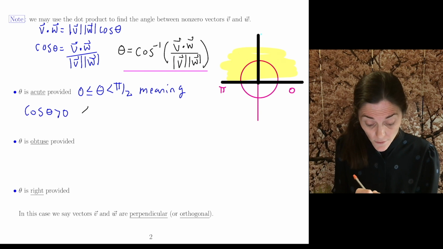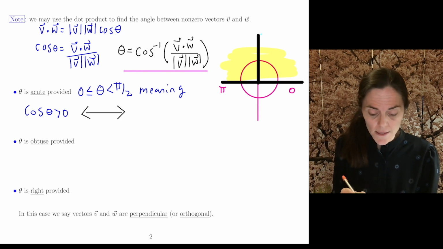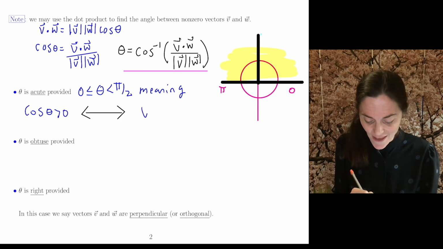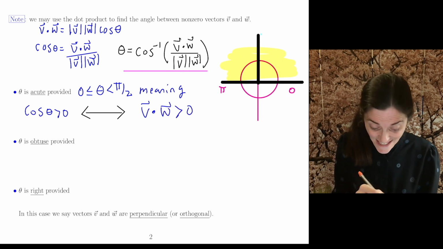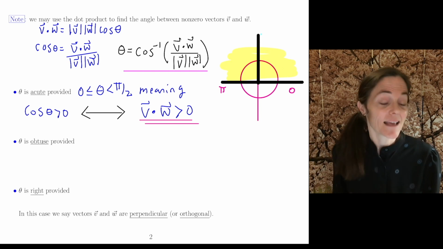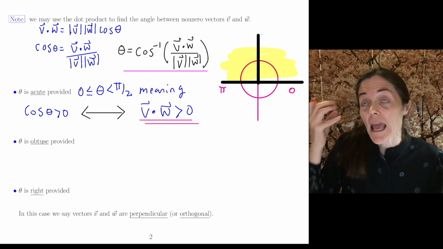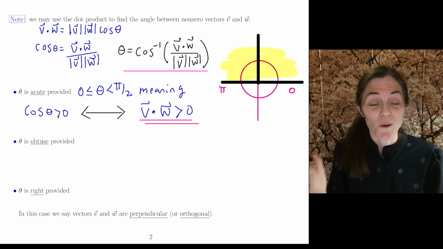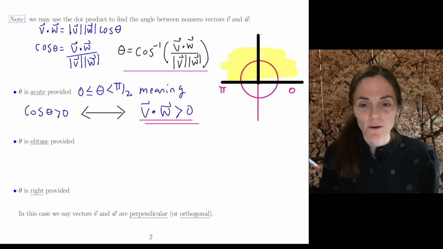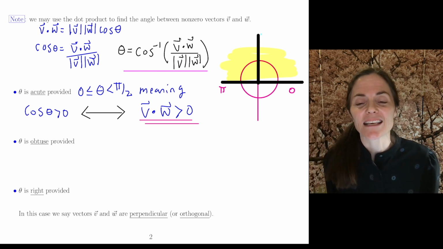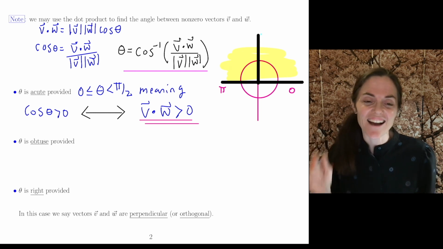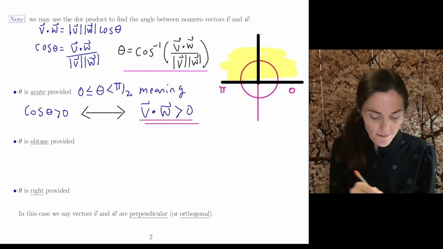So here, cosine theta is positive. This happens if and only if v dot w is positive. And this is the characterization I was talking about. Now we know precisely the angle between v and w is acute precisely when v dot w is a positive number. Now, let's do obtuse next.